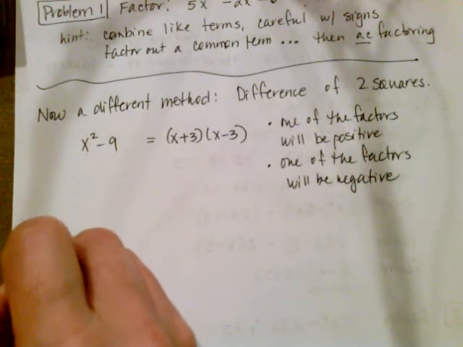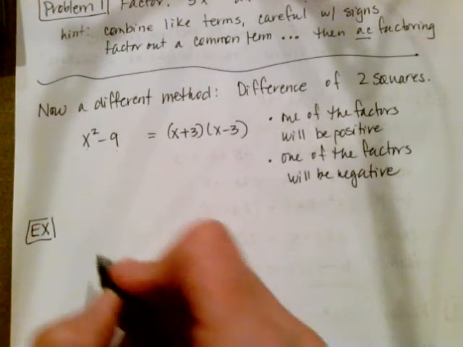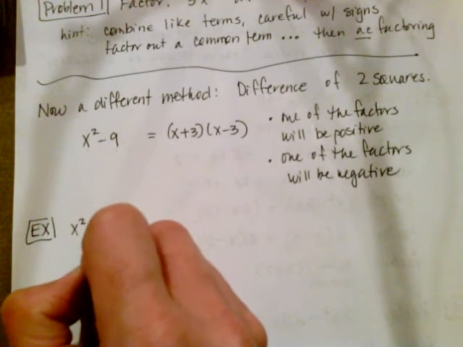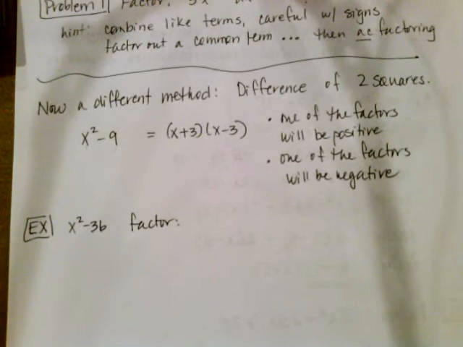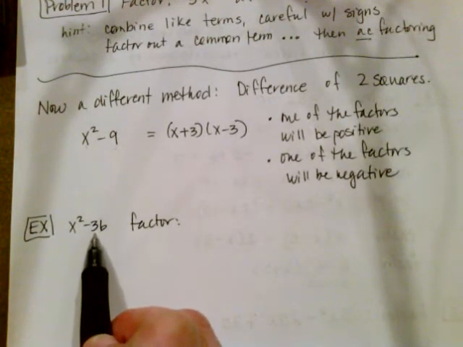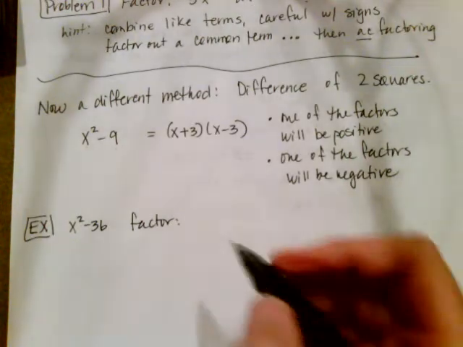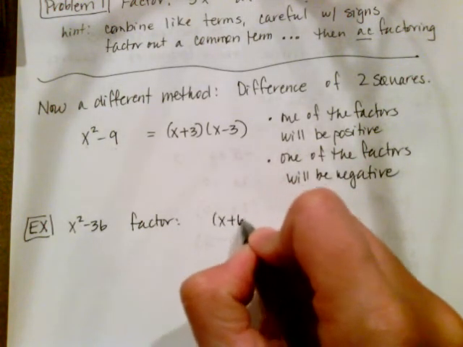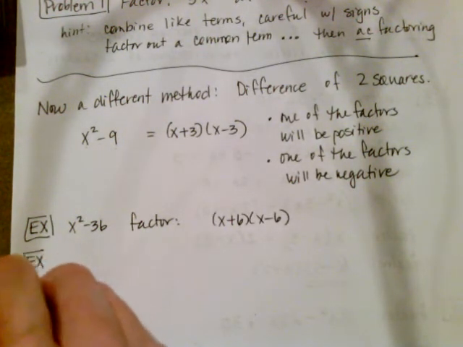Alright, so let's do several examples. And again, we're almost done. It's very quick and easy. So if I had x squared minus 36 and I told you to factor. Okay? X squared is a perfect square. 36 is a perfect square. Its square root is 6. One factor has to be positive, one factor has to be negative, and so this is x plus 6 and x minus 6. And then I would be done. Really, really fast. It's so nice.